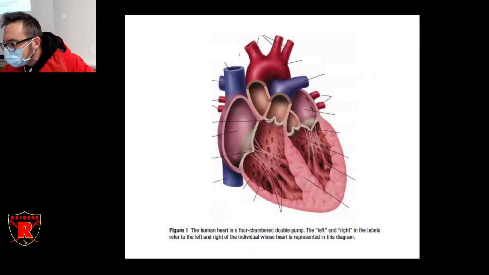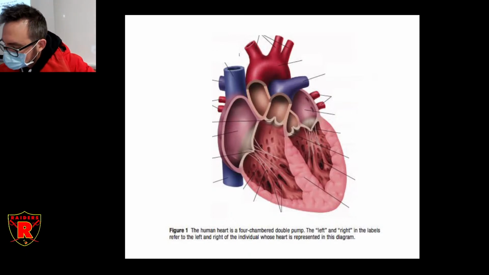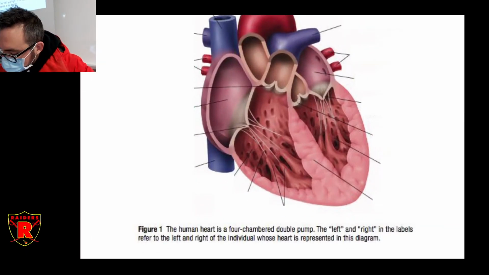So I think what I'm going to do here is follow blood as it goes through the heart, starting with the blood that is returning to the heart from the body. After your cells have used up all the oxygen and the blood is filled with carbon dioxide from your body, you're going to get blood returning.